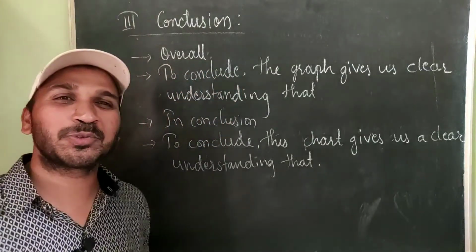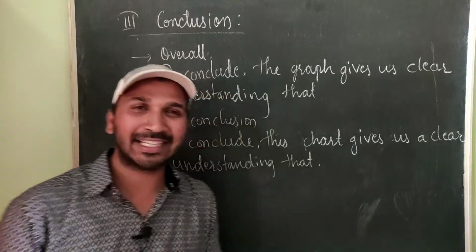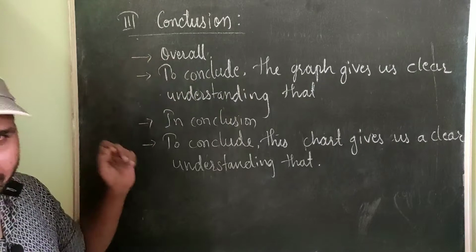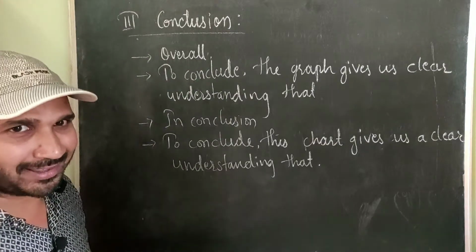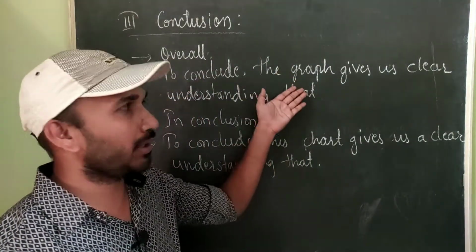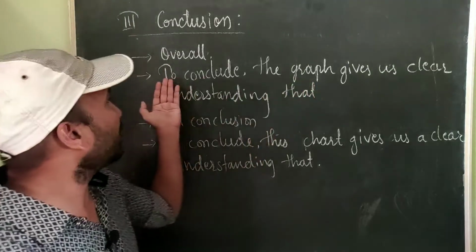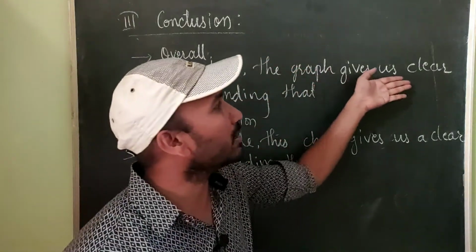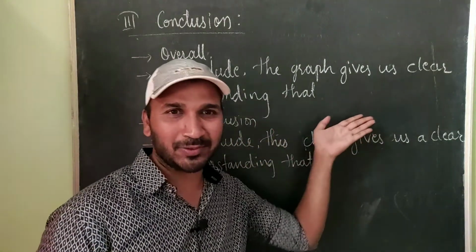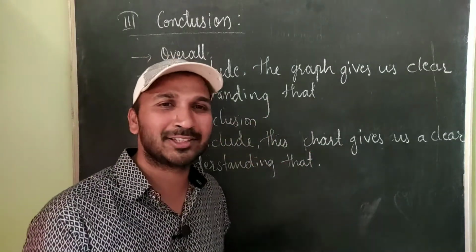Now we will see how to write our conclusion. What is the starting sentence in the conclusion part? Let's see. To conclude, in overall, we can write. We can write: to conclude, the graph or the chart or the pie or whatever the given information is. To conclude, the graph gives us a clear understanding that, and then you have to conclude what you understood. One sentence I have already written here; the remaining second sentence you have to write.